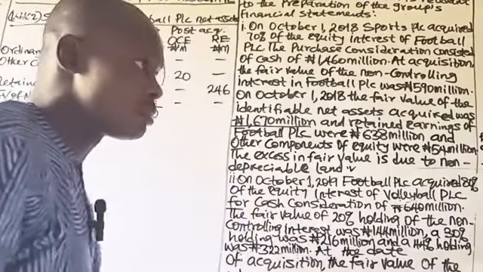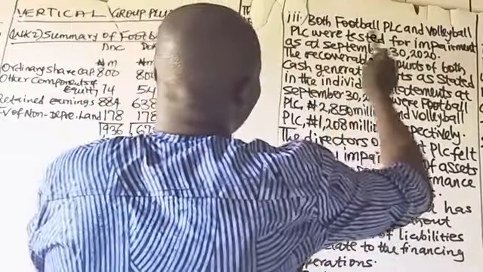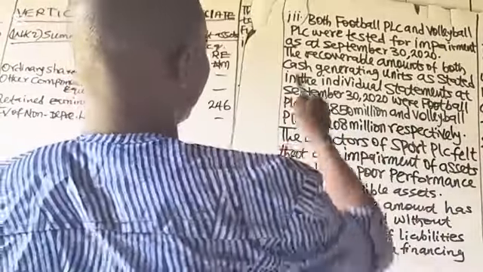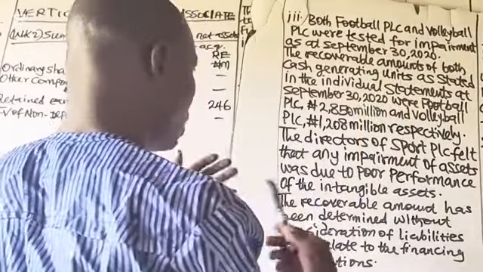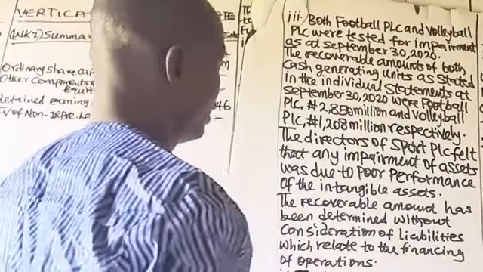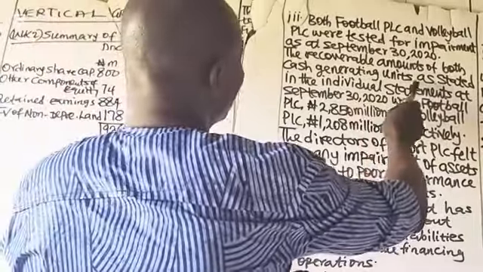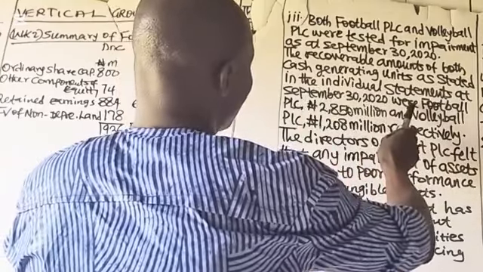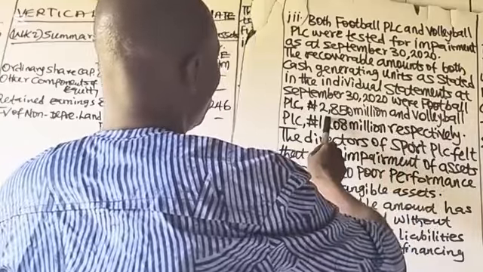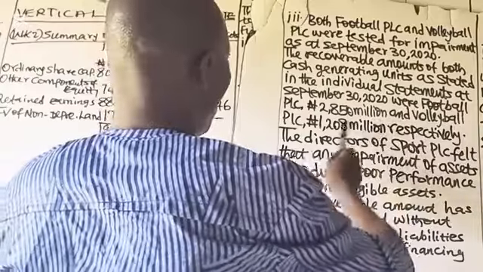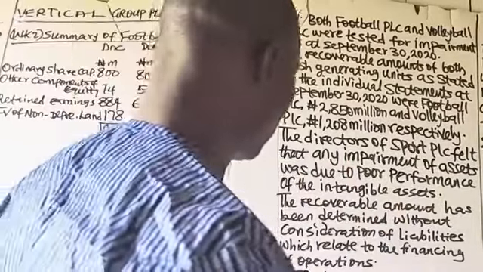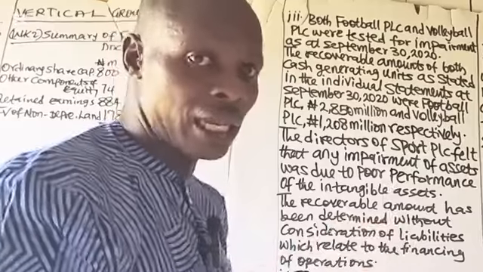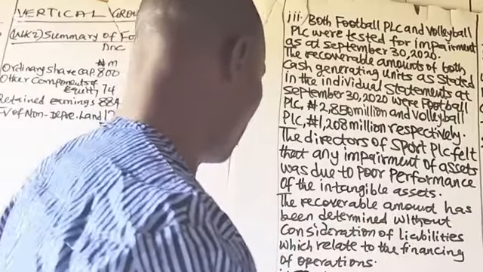Let's go through note 3. Note 3: both Football PLC and Volleyball PLC were tested for impairment as of September 30, 2020. That is, they were tested for impairment at the year end. The recoverable amount of both cash generating units as stated in the individual statements as of September 30, 2020 were football 2,850,000,000 and volleyball 1,208,000,000 naira respectively. So this information, you are given the cash generating unit, you are not given the impairment loss.